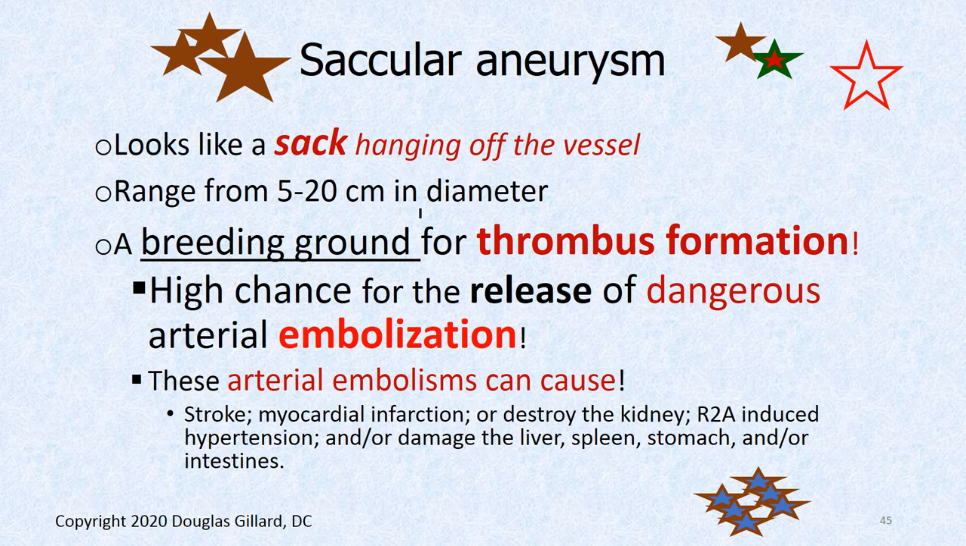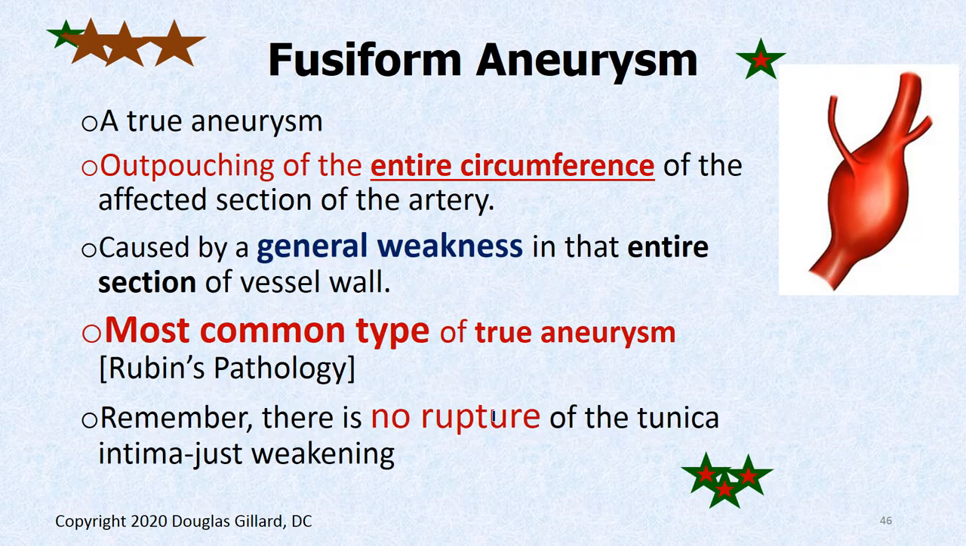They range from 5 to 20 millimeters. As I said, it's a breeding ground for thrombus formation. Really dangerous because of its ability to throw emboli. And it depends where the saccular aneurysm occurs. Anything downstream is fair game. It usually doesn't happen, but if it does happen in the ascending aorta and you throw an embolism, that could go through, how about the left carotid artery, and then it goes into the internal carotid artery and goes up into the noodle, gets stuck in the noodle somewhere. Now you've got yourself a massive stroke. So it all depends where it occurs.